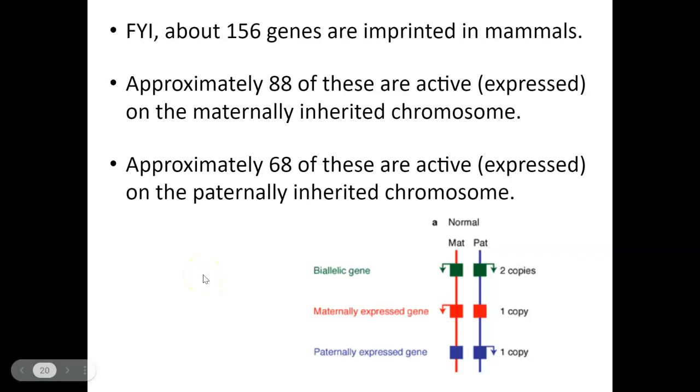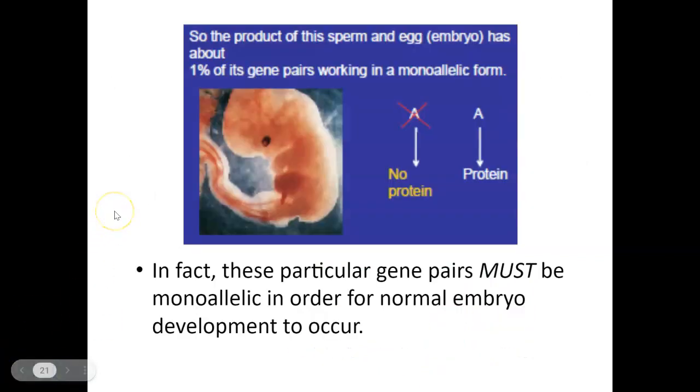You have about 25,000 different genes, but only 156 of them are imprinted. You don't need to know these numbers, but remember, you do inherit specific imprints from the maternal chromosomes and then different specific imprints from the paternal chromosomes. Here shows a biallelic gene. They're both expressed, and these are both monoallelic genes. This one, mom's copy is on, and dad's has been epigenetically silenced, and this one is the opposite. These gene pairs must be, in fact, inherited in this monoallelic fashion. Without inheriting the imprinted genes, the embryo will probably not develop normally.